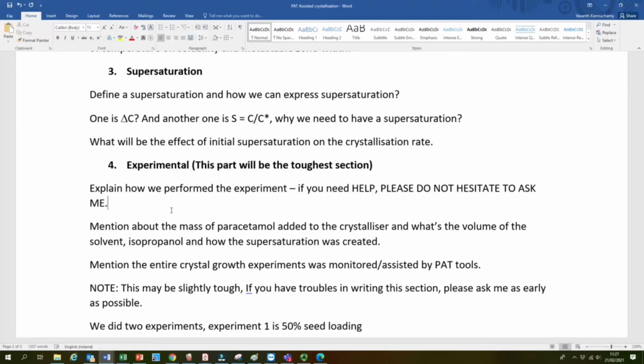So we performed 2 experiments, and everything is at the same experimental conditions: your initial supersaturation is the same, your agitation speed is the same, exactly 350 rpm, and your working temperature is 20 degrees centigrade. In the first experiment your seed loading is 50%, and in the second experiment your seed loading is 80%. So explain everything in this experimental section.